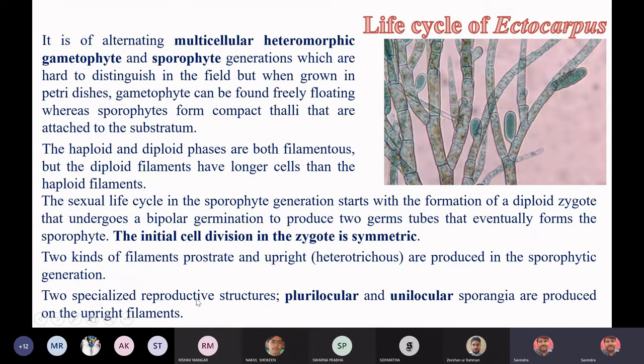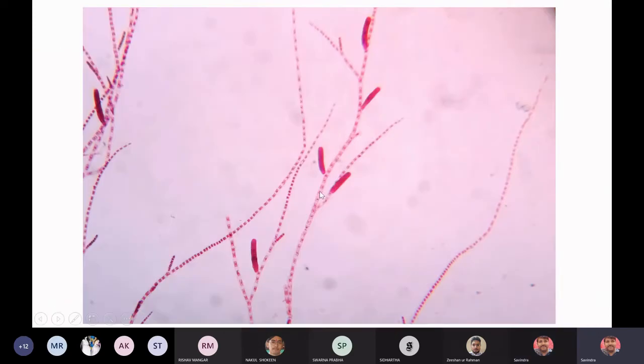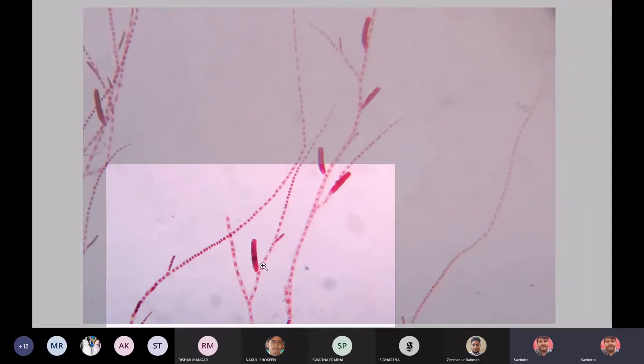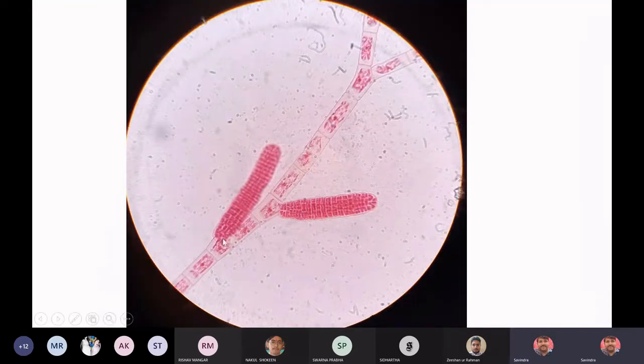And two specialized reproductive structures: plurilocular and unilocular sporangia. This is plurilocular sporangia, this is unilocular sporangia. This is the still photograph of the permanent slide, which is showing the plurilocular sporangia. This is the enlarged view of plurilocular sporangia.